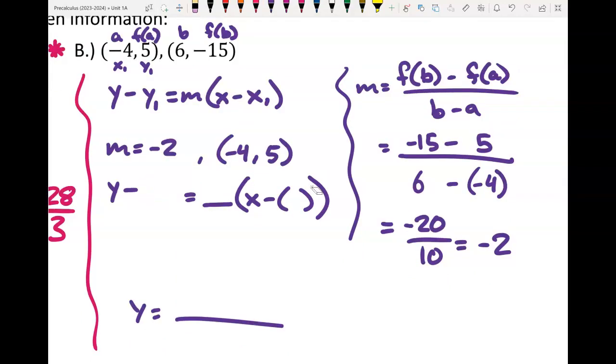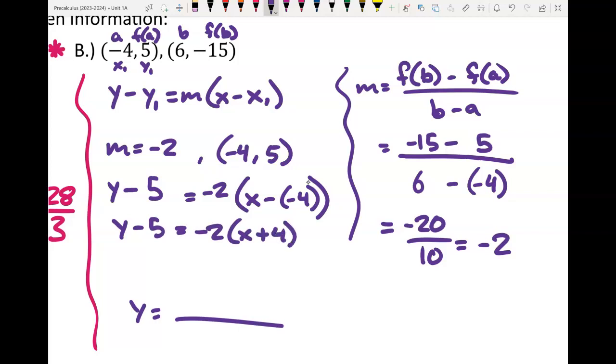All right, check your work against mine. So using my point, that should be y minus 5, negative 2 for the slope, x minus negative 4, which would be, so y minus 5 equals negative 2, x plus 4. Distributing my negative 2, y minus 5 equals negative 2x minus 8, and then I add 5. My final should be negative 2x minus 3.